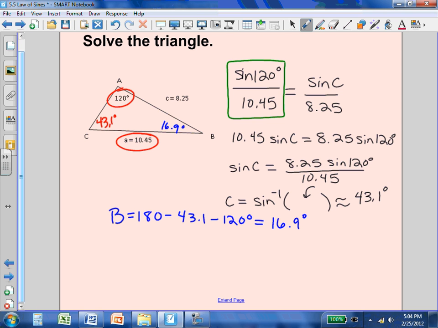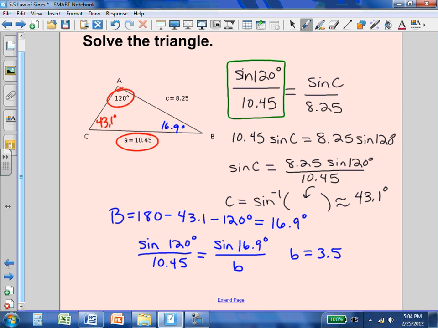So I'm going to go back to angle A, and I'm going to take that information, the sine of 120 degrees over 10.45 equals the sine, now I'm looking at angle B, so that's 16.9 degrees. And across from that will be my side b. When I cross multiply and solve that, I'm going to trust that you know how to do that. And you should get here that b is about 3.5 if you round to the nearest tenth.